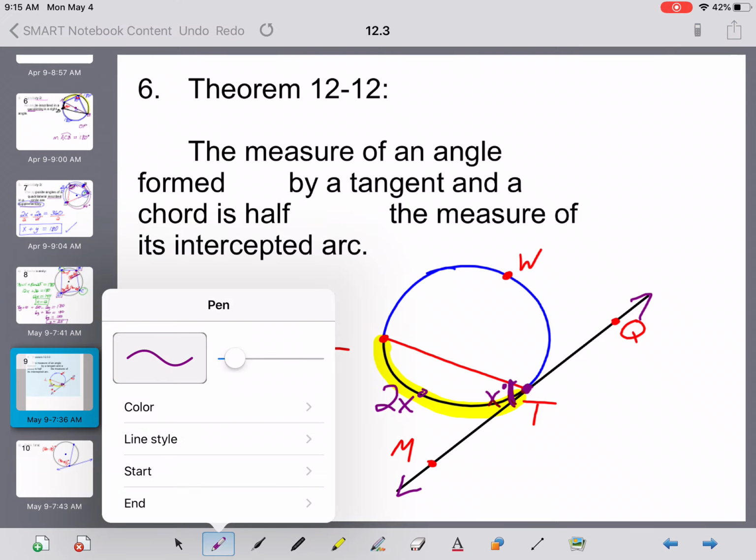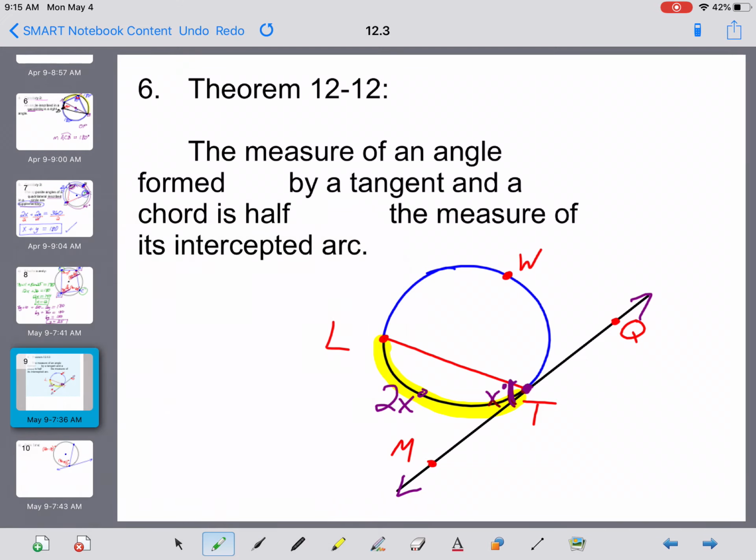We kind of have the same thing happening over here on the other side of the figure. There's another angle formed by chord LT and tangent line MQ. That's this larger angle over here on the other side. I'm going to call that one y degrees. And that angle intercepts this big arc out here. That big arc needs to be twice as big as y, so this one is going to be 2y degrees. So, I'm hoping you guys can see from the diagram that these two arcs, 2x and 2y, once again make up the entire circle.